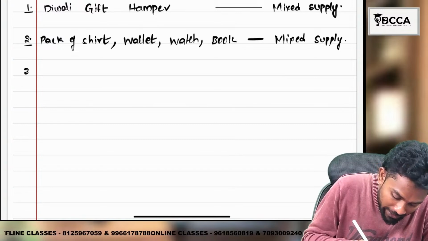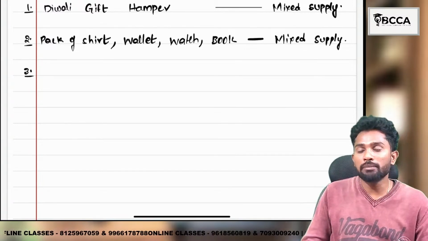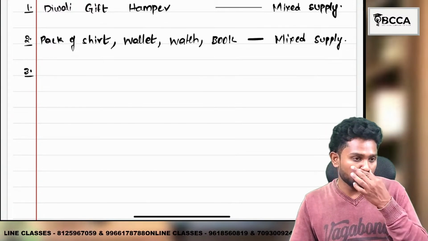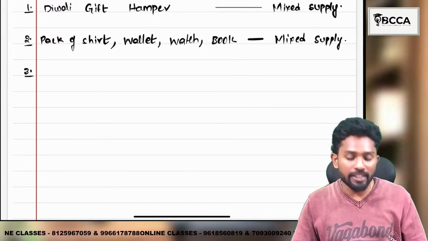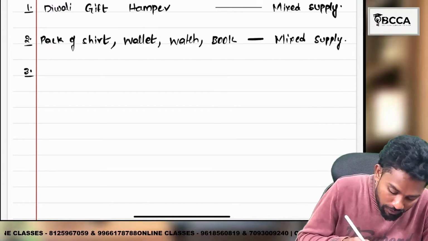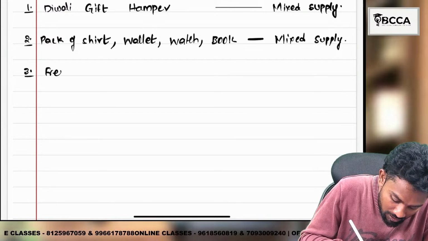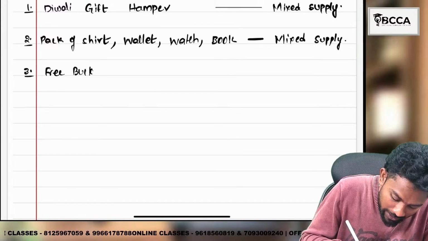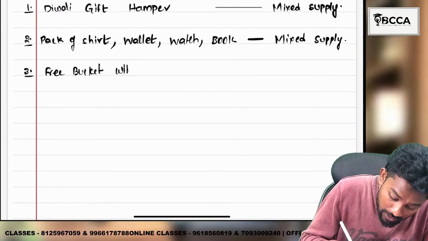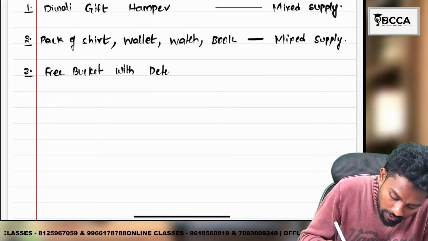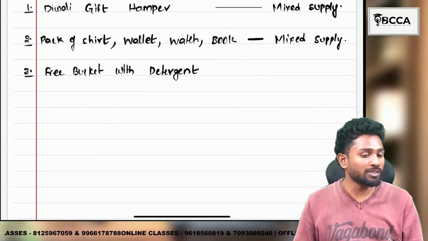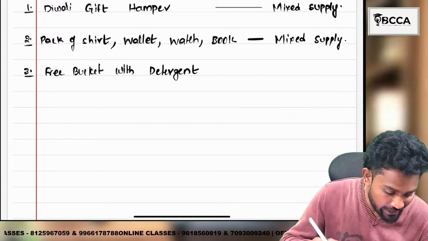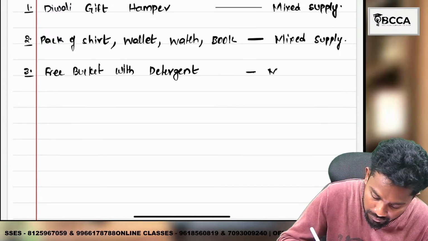Then free bucket with detergent. Sometimes supermarkets may offer something like when you buy the detergent, you will get a free bucket as well. So you may think the bucket is linked with the detergent, but understand, is the bucket used only for washing clothes? You can use the bucket for so many other purposes also, right? So free bucket with detergent, it's a mixed supply.